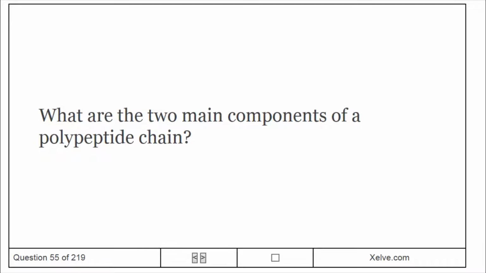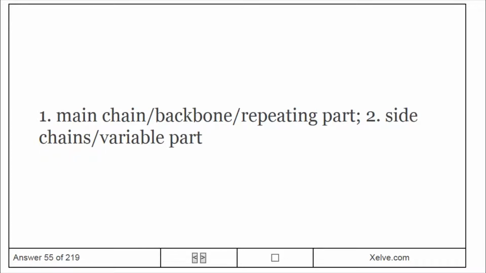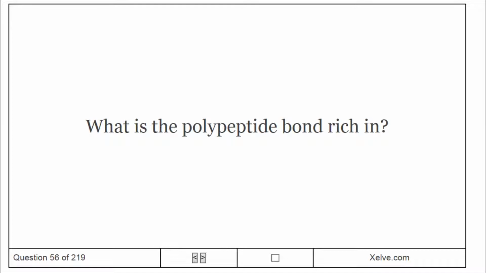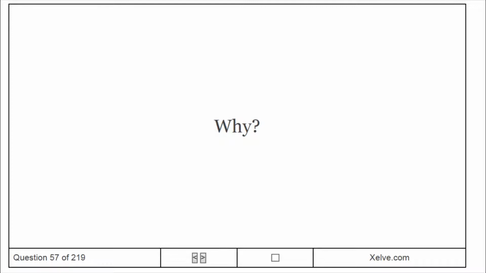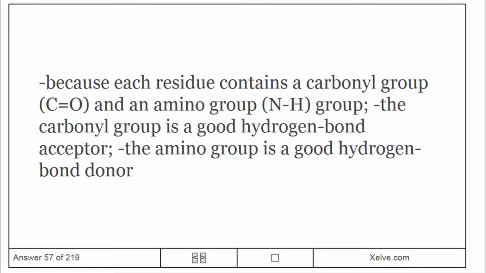What are the two main components of a polypeptide chain? 1. Main chain, backbone, repeating part. 2. Side chains, variable part. What is the polypeptide bond rich in? Hydrogen bonding potential. Why? Because each residue contains a carbonyl group and an amino group. The carbonyl group is a good hydrogen bond acceptor. The amino group is a good hydrogen bond donor.